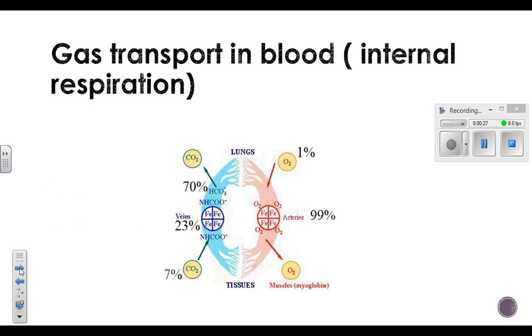So the first thing that we will talk about is this idea of internal respiration. In other words, how gases are being transported in your blood, so from your lungs to your cells or from your cells to your lungs via your blood.